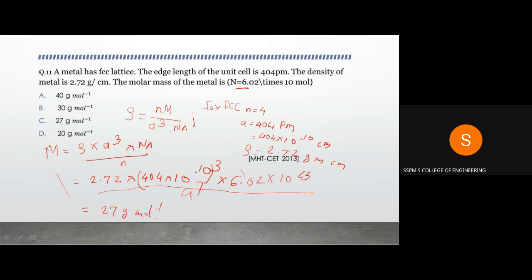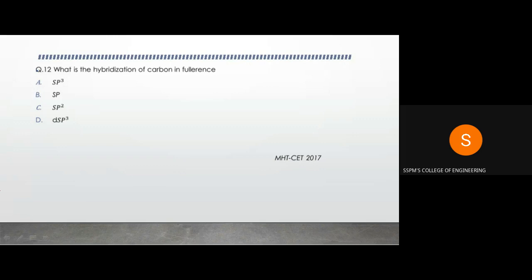Okay, next question. This question was asked in 2013. What is the hybridization of carbon in graphite? Okay, so this is a theoretical question. The answer is sp². So C is the correct answer, and this question was asked in 2017. This is a theoretical question.